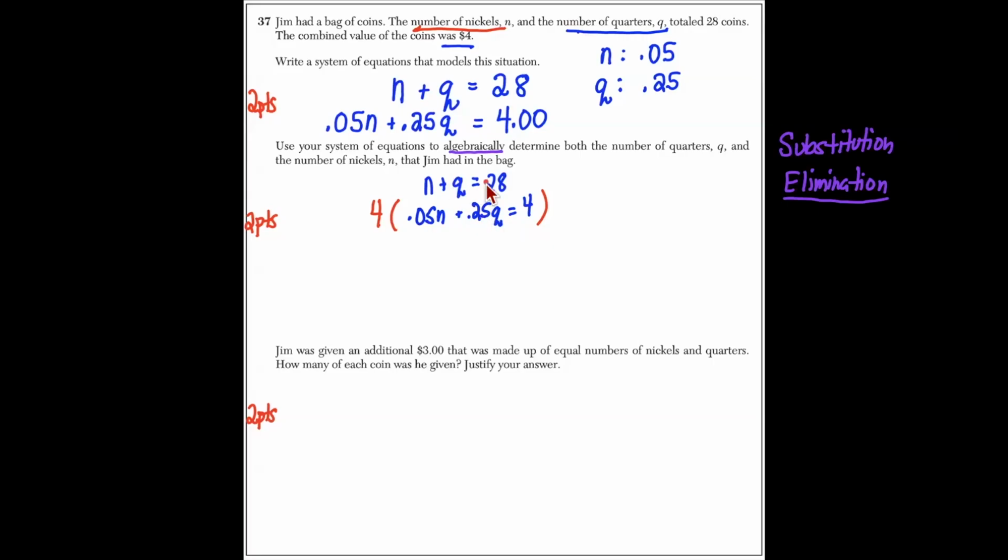I can then eliminate. Okay. But I actually don't want just the same. I want the same and opposite. So I'm going to use -4 here. Okay. Now, if you need to, just throw this into a calculator.